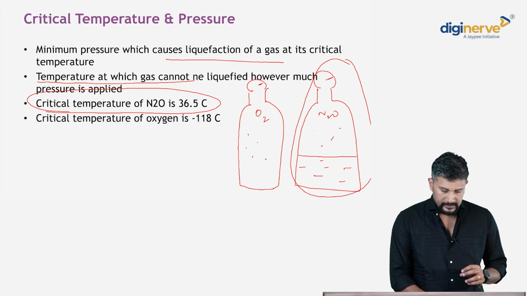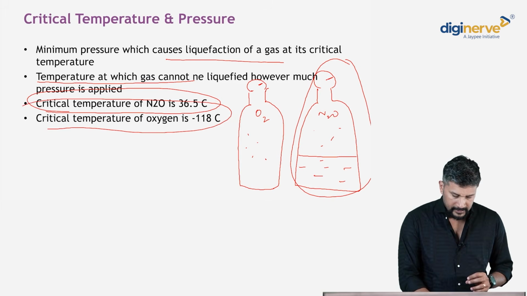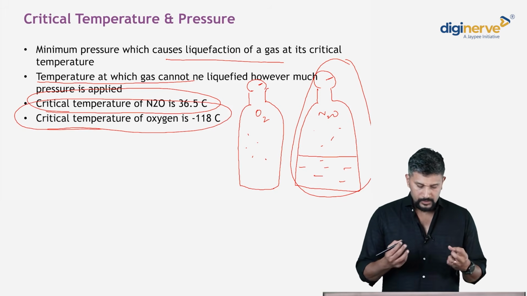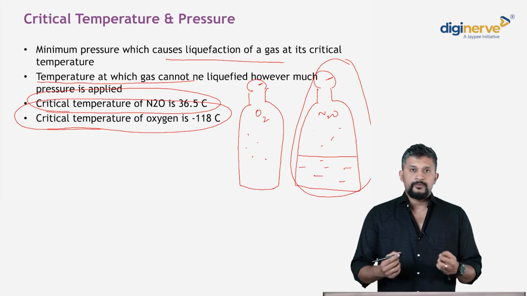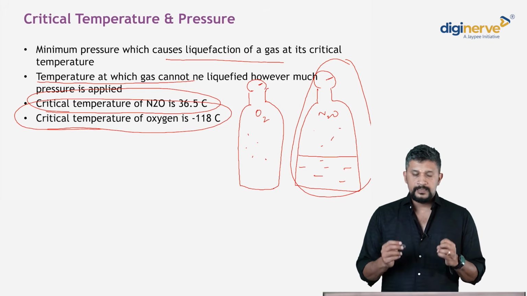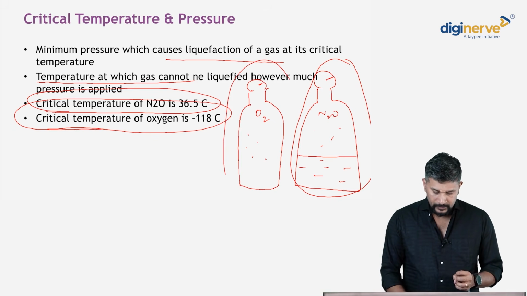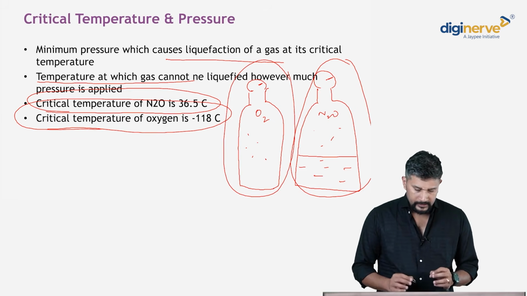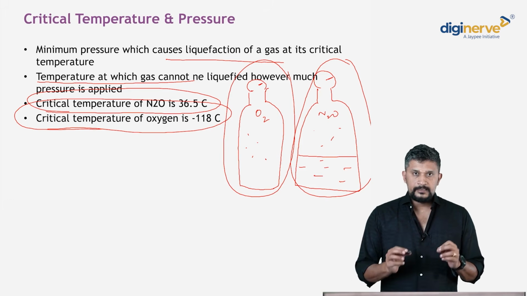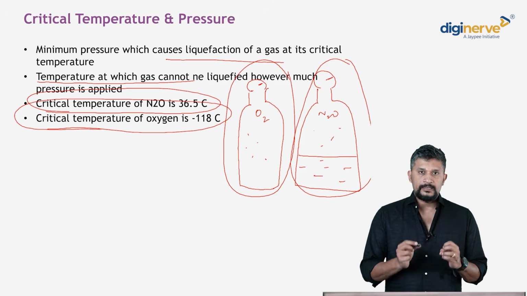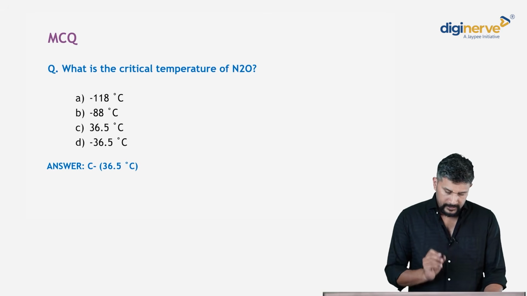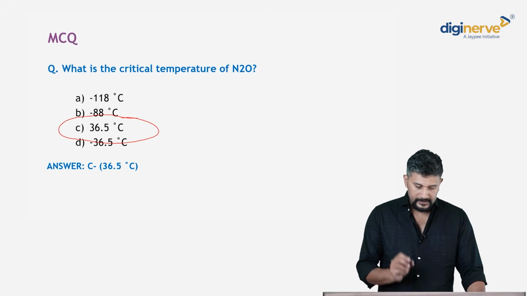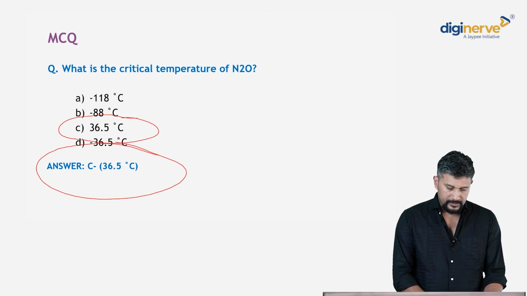Now, what about oxygen? The oxygen has a critical temperature of negative 118 degrees Celsius. So, since you cannot have an OR temperature which is so low, oxygen cannot be provided to us in a liquid state. It is always given to us in a gas form. So, the oxygen cylinder will have oxygen present in its gas form. The nitrous oxide cylinder will have the gas, that is nitrous oxide, provided to us in a liquefied state. And so, therefore, I think we can answer this question that critical temperature of nitrous oxide is plus 36.5 degrees Celsius, which is your option C.